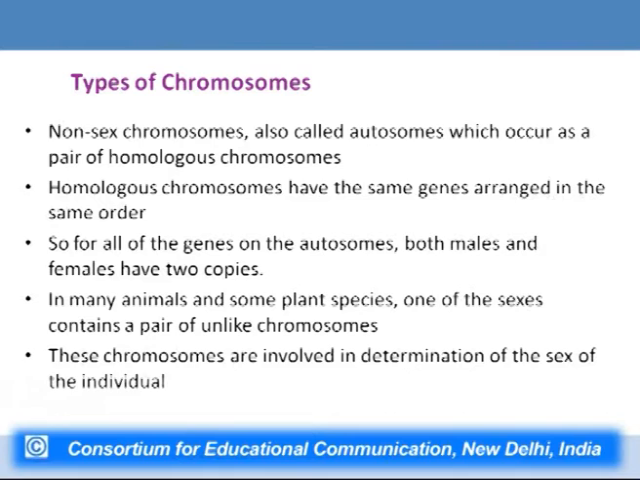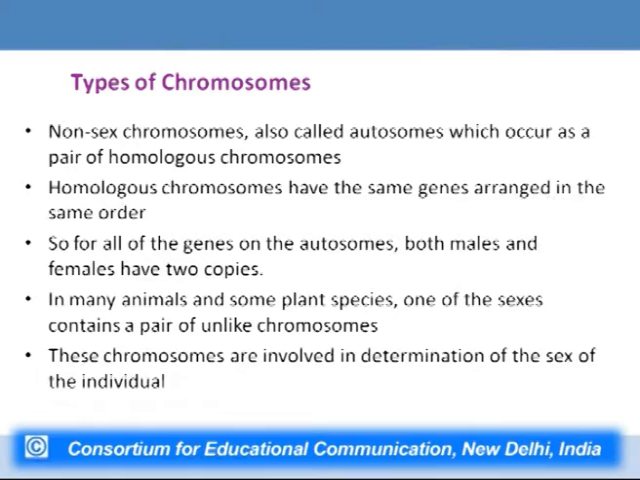A pair of homologous chromosomes have the same genes which are arranged in the same order. That means the locus of the genes in homologous chromosomes is always similar. Though the two chromosomes of a pair might have different alleles which differ in the nucleotide sequence, they will still be present at the same position unless there is some chromosomal aberration like deletion, duplication or translocation. So, for all the genes on the autosomes, both males and females have two copies, because both males and females will have a diploid set of autosomes.